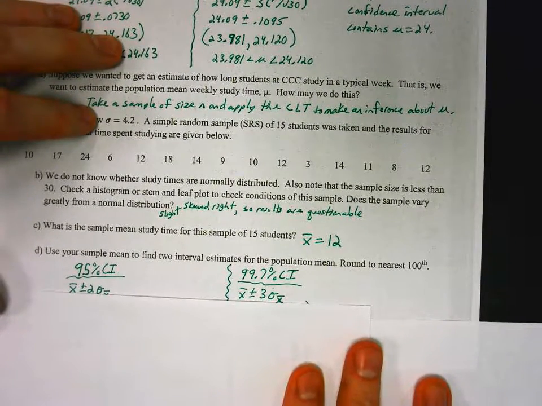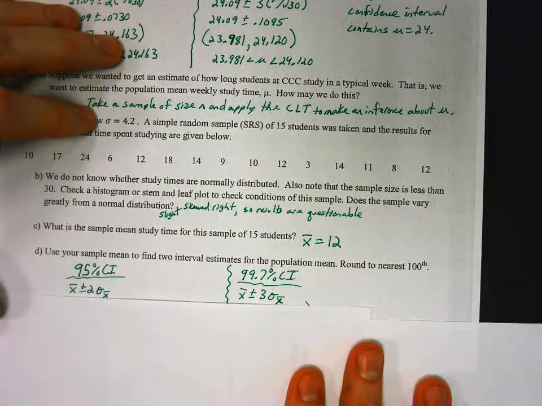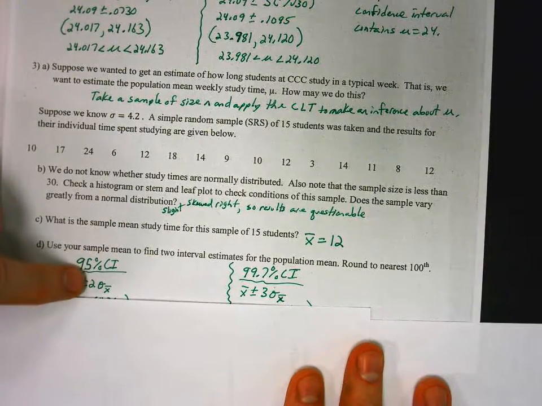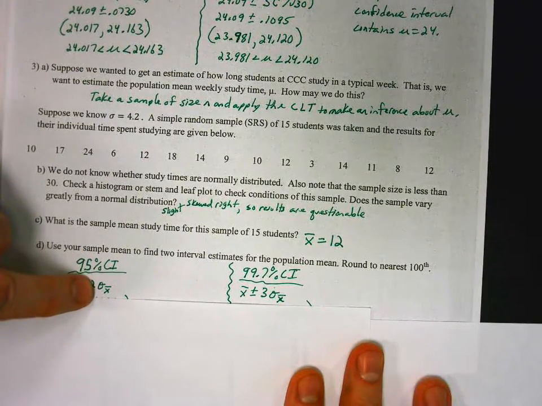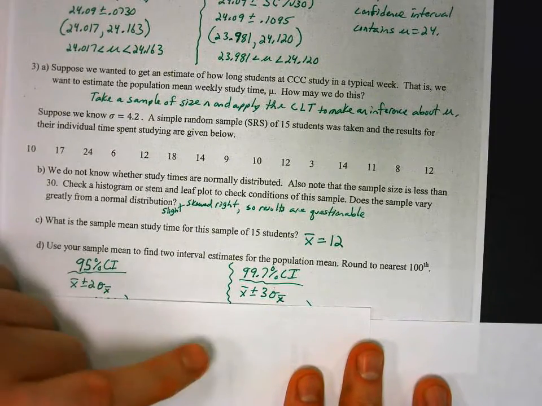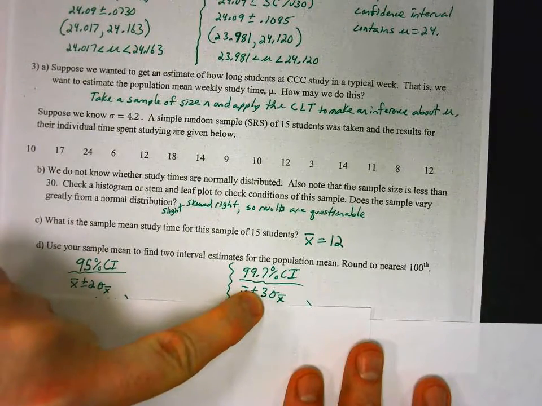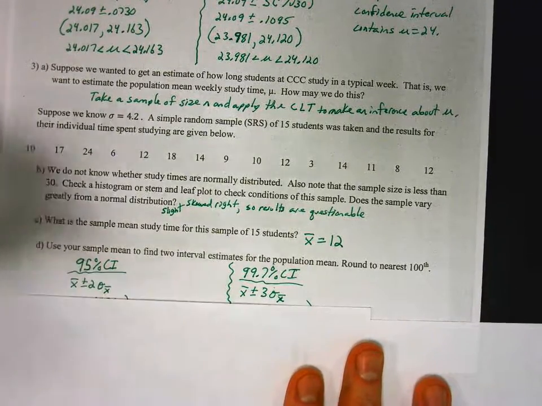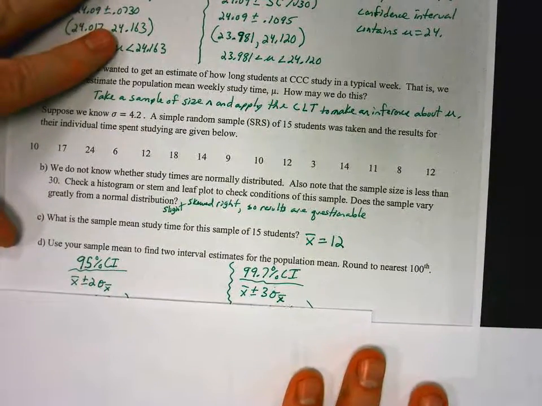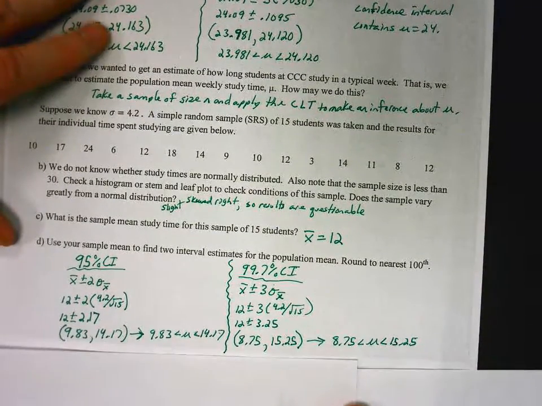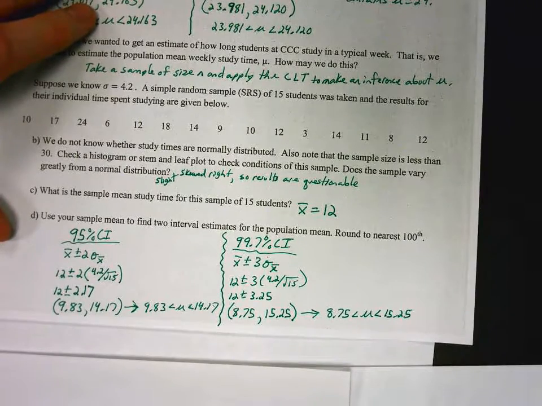So again, doing each of these, same thing as before. You take your sample mean and add or subtract for the 95% confidence interval 2 standard deviations from the mean of the sample mean distribution. And for the 99.7% confidence interval, you're 3 standard deviations above and below the mean in the x bar distribution. So now it's just plugging and chugging those numbers in, and we can see our answer there.